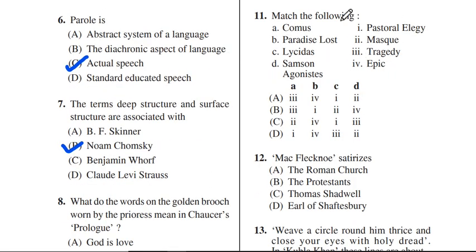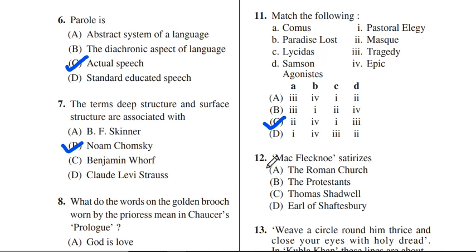Next, 11th one, match the following. Comus, Paradise Lost, Lycidas, Samson Agonistes, and on this side pastoral elegy, mask, tragedy, epic, like that they have given. And the correct answer for this is C. That means Comus, mask; Paradise Lost, epic; Lycidas, pastoral elegy; Samson Agonistes, tragedy.